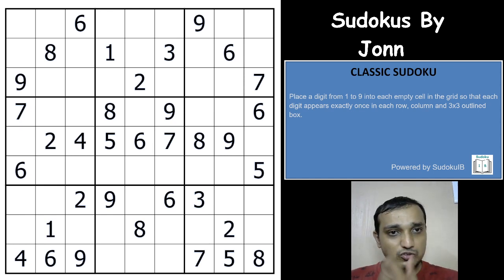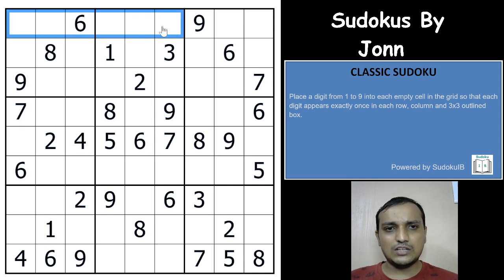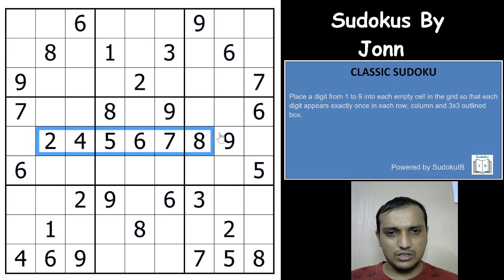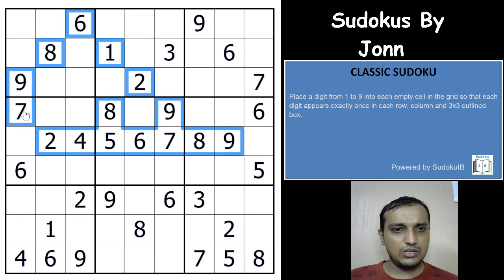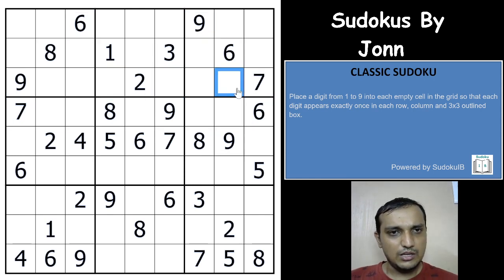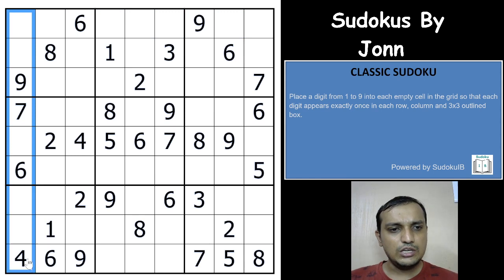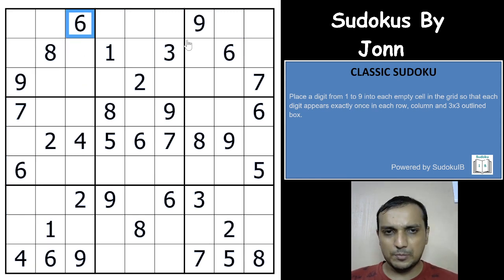And now coming on to these Sudokus. Today we'll be solving two classic Sudokus, both by Jonn. If you see here, it's a very good design at the top, like a crown or something. Let's see if we are able to solve this Sudoku. Classic Sudoku rules apply: you need to place digits from 1 to 9 in each row, each column, and 3 by 3 box without repetition. And with that, we should start solving this Sudoku.